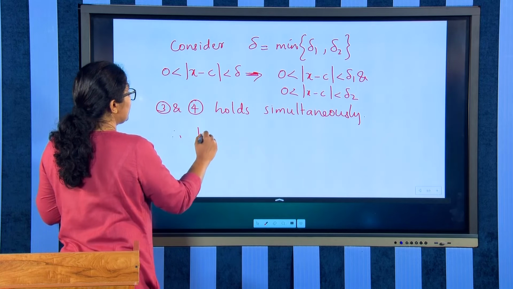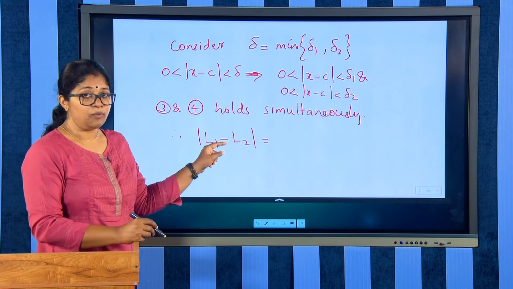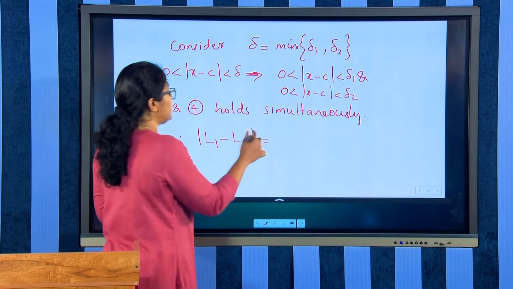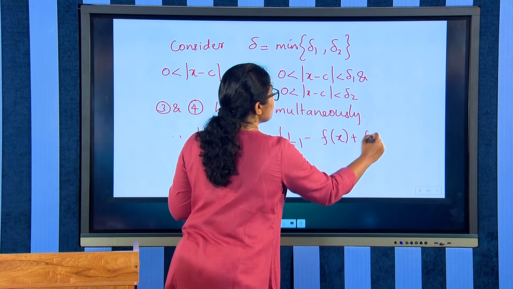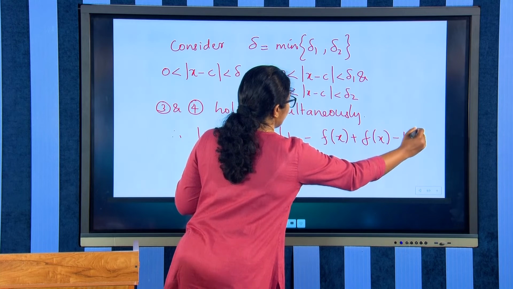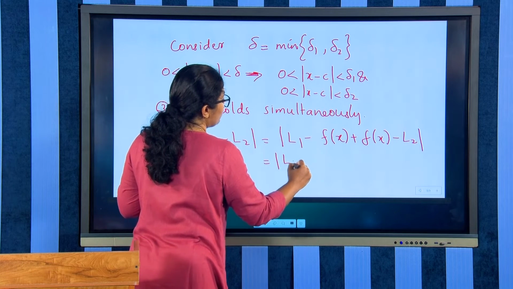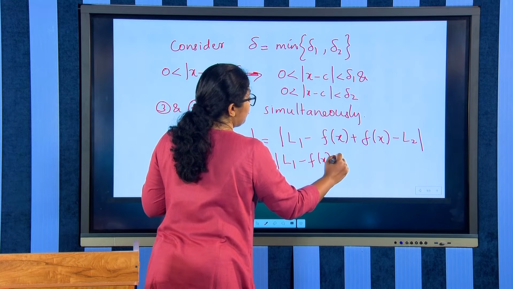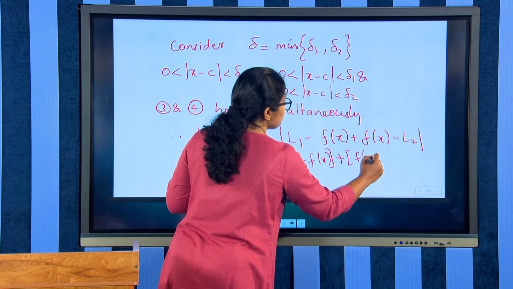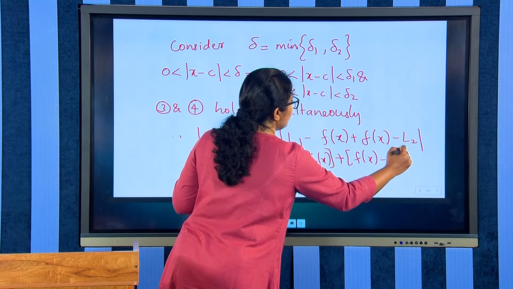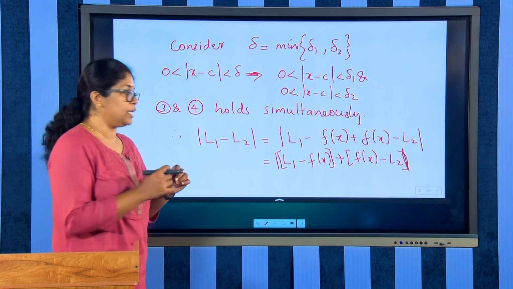Therefore, consider modulus of L1 minus L2. Then we can insert f of x in between: modulus of L1 minus f of x plus f of x minus L2, which gives you modulus of L1 minus f of x, which we can take as one term, plus f of x minus L2, which becomes the other term. We are going to apply the well known result of triangle inequality.